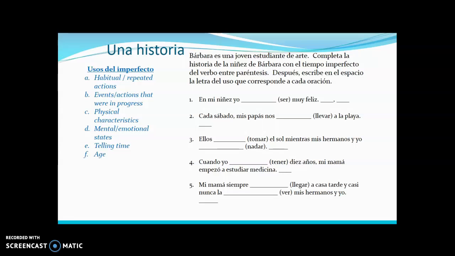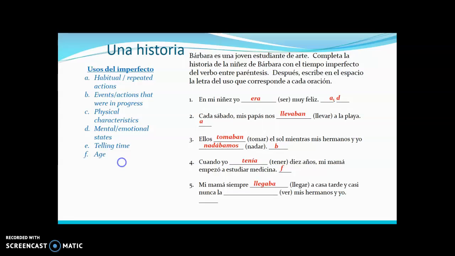Okay. Just to save time, hopefully you've paused. But en mi niñez, yo era muy feliz. Okay? And that can be, habitually you were happy, or it could be also an emotional, mental state. Cada sábado, mis papás nos llevaban a la playa. Okay? Cada sábado tells us it was every Saturday, so habitual, repeated. Ellos tomaban el sol mientras mis hermanos y yo nadábamos. Okay, these were events or actions that were in progress, both at the same time. Cuando yo tenía 10 años, mi mamá empezó a estudiar medicina. Okay, so obviously, cuando yo tenía 10 años, age.